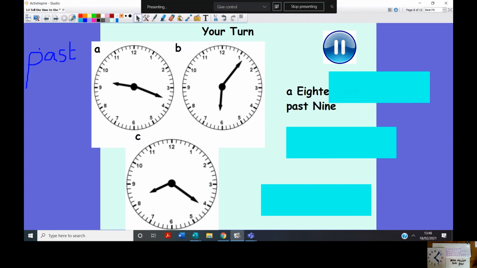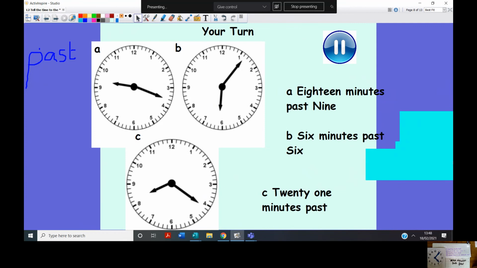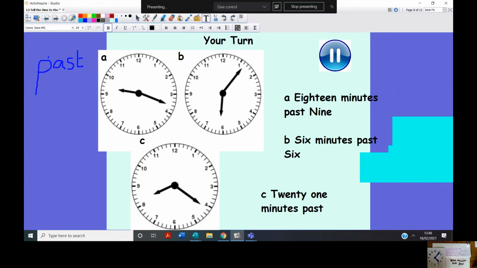Okay, let's look at A. 18 minutes past 9. 18 minutes past 9 is your answer. You can see here where your minute hand was. B, 6 minutes past 6. C, 21 minutes past. Oh dear, I've not finished the sentence here. 21 minutes past 8. That's your hour. Fantastic, well done.